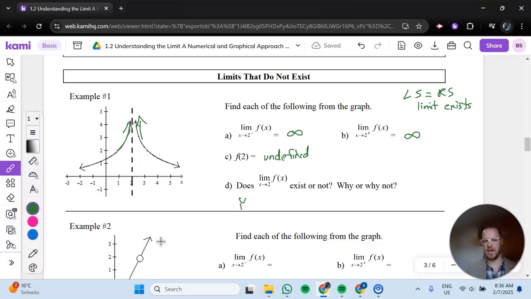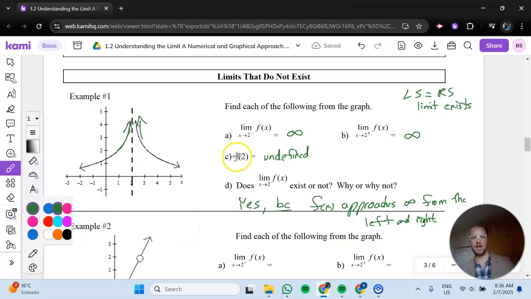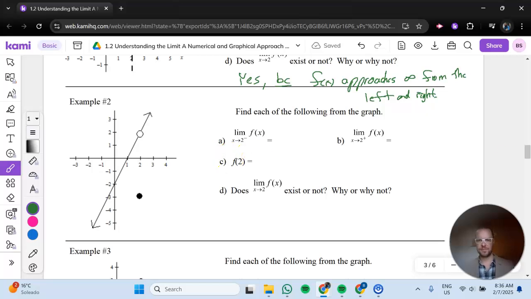And why? Well, yes, it does, because f of x approaches infinity from the left and right. Okay, from both sides, it approaches the same thing, which in this case is not a value, it's a concept, it's infinity. All right, what about this next one here?